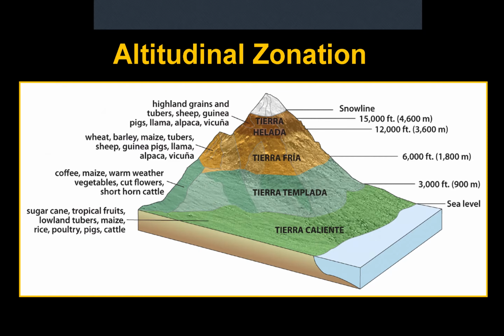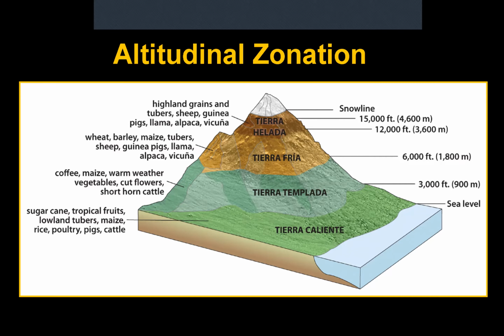So you have the Tierra Caliente, which is the hot land. Tierra is land, caliente is hot, so the hot land. And that's kind of the tropical areas along the coastline from sea level up to maybe 3,000 feet. And those are the hot areas along the coastlines.